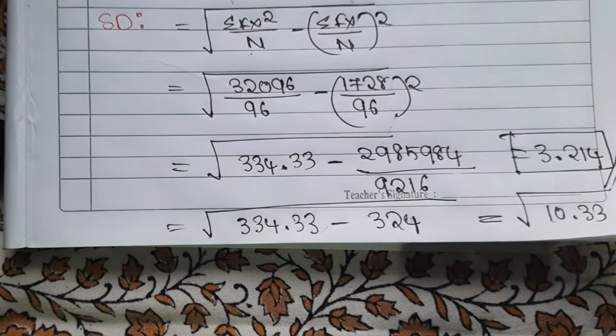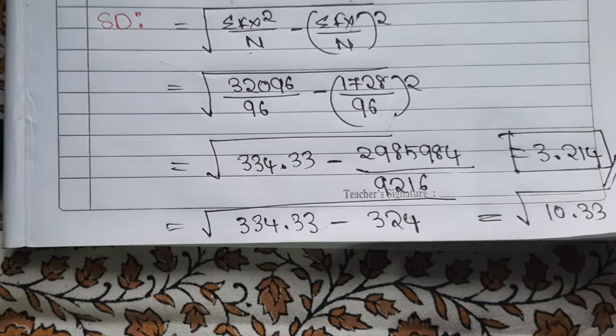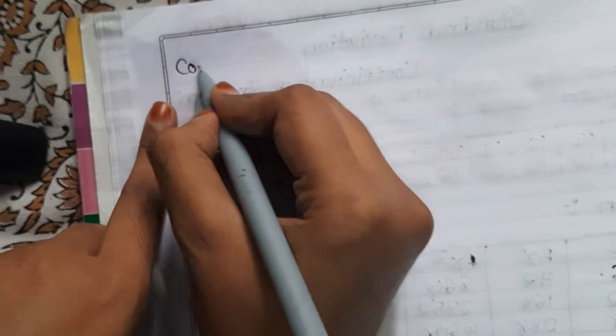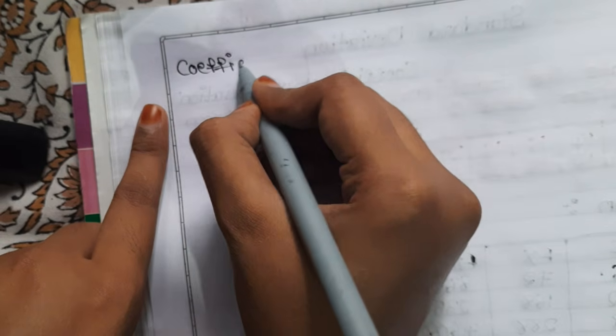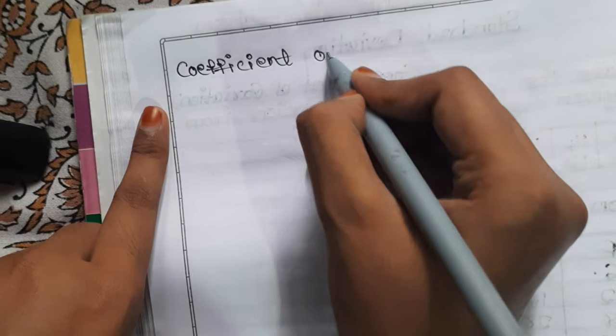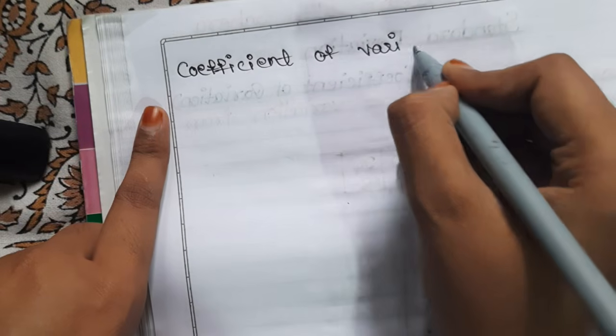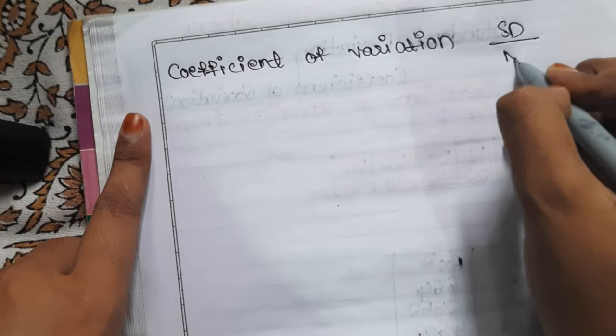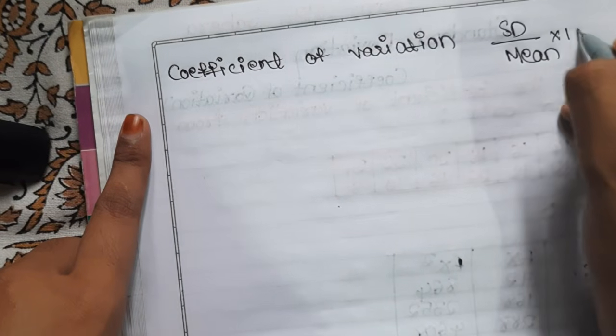So we got standard deviation, but now we have to find the coefficient of variation. To find the coefficient of variation, again we have a formula. What is that formula? Coefficient of variation formula is standard deviation by mean into 100 percent. So this is the formula of coefficient of variation.